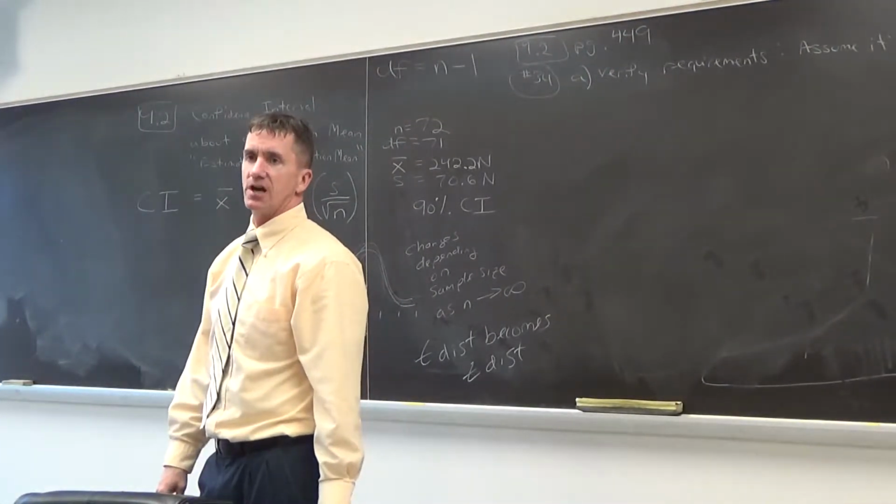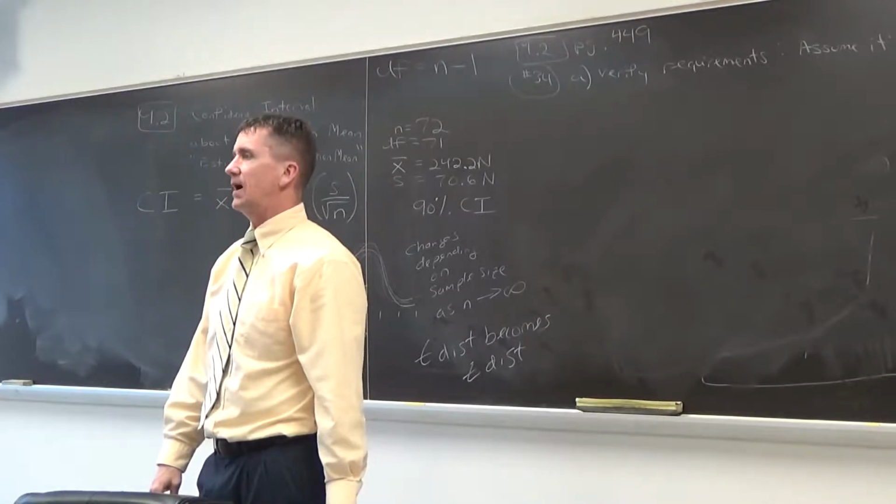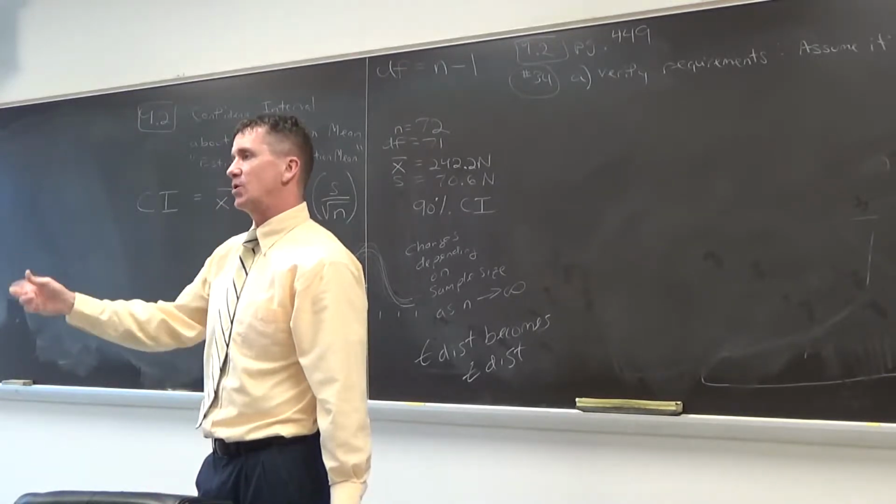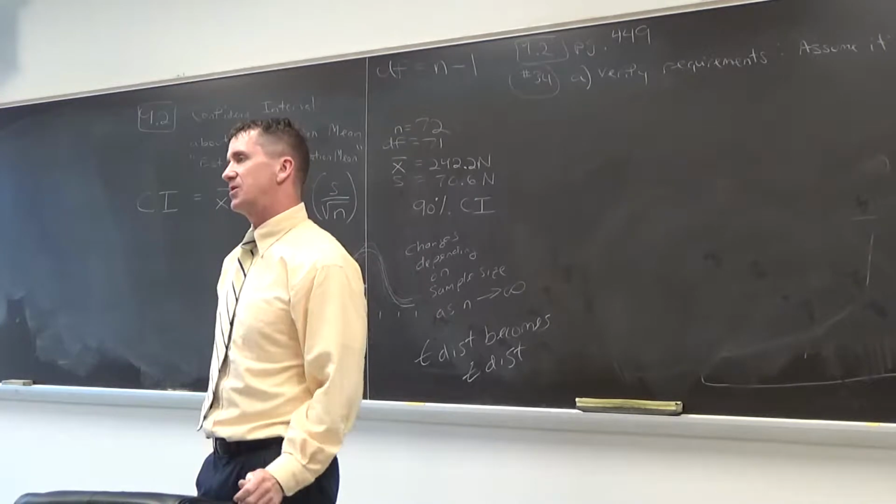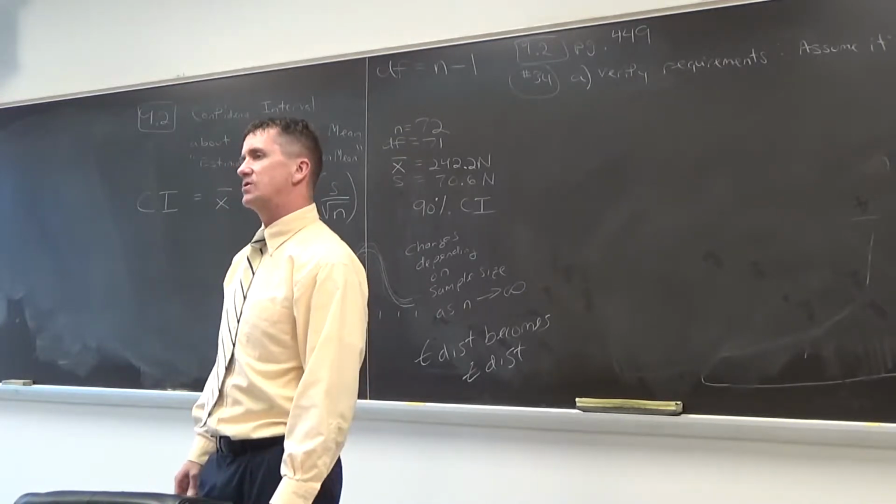Have you noticed there's two checks? One of them is n times p times 1 minus p is greater than or equal to 10. That's for proportions. What is it for means? n has to be greater than or equal to 30. And you can always look it up on the sheet.